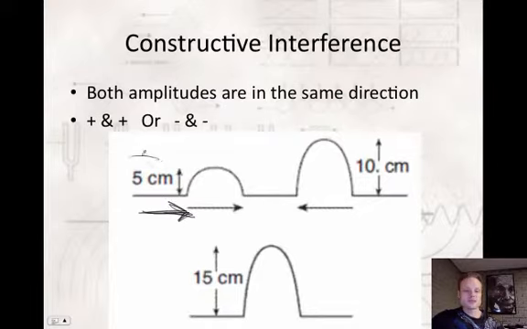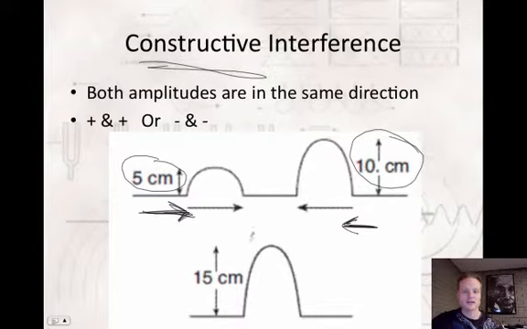And it has an amplitude of 5 centimeters. And here we have a wave on the right traveling to the left, and it has an amplitude of 10 centimeters. Okay, when these two waves hit each other, they're going to interfere with one another, and this is actually going to be called constructive interference, which is the title of the slide.